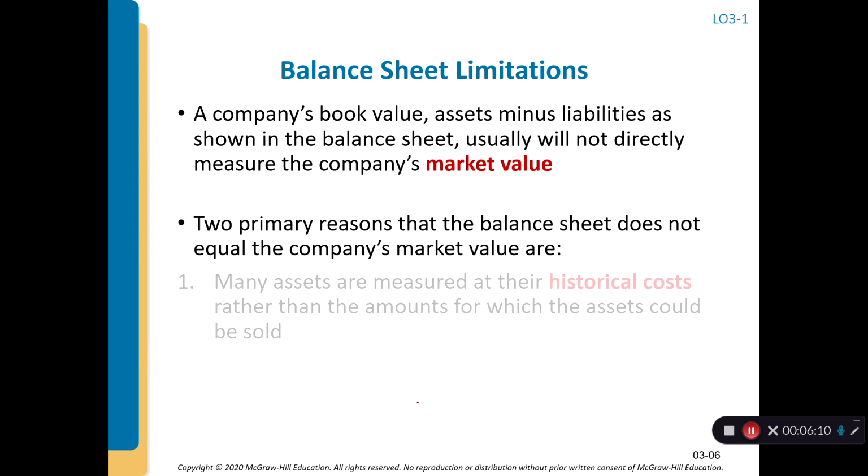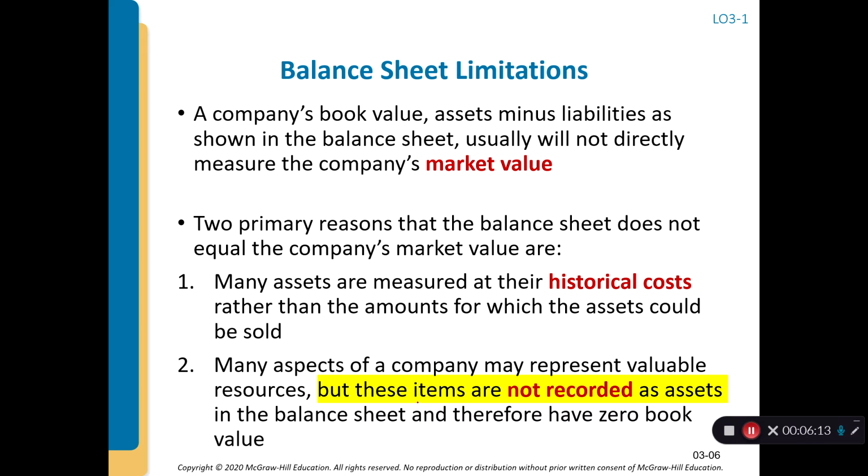And then there's an interesting thing in this class that I would like to emphasize: the limitation of balance sheets. In other words, accounting, this business tool, has drawbacks. First of all, a company's book value, equity, equals assets minus liabilities, as shown in the balance sheet, right? So book value means how much the stockholder equity is worth, which equals assets minus liabilities. Usually, it cannot be directly tied to the company's market value.